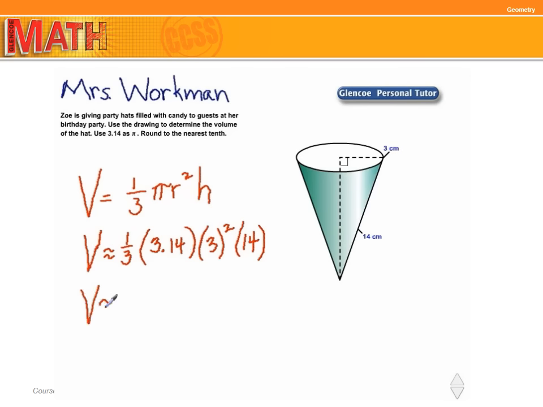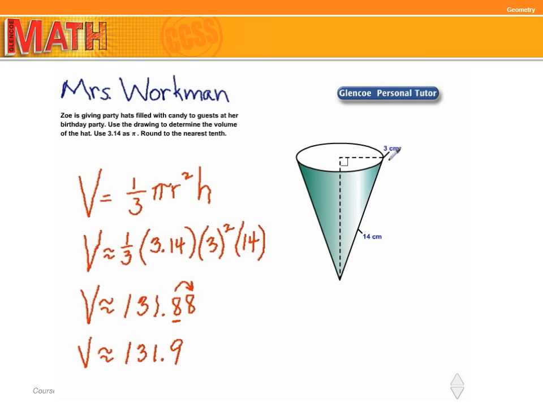Now is the time to pick up your calculator and do the multiplication and the division by 3. And if you do it correctly, on your screen you will see 131.88. We were told to round to the nearest tenth. So using our rounding off rules, we would now have 131.9.